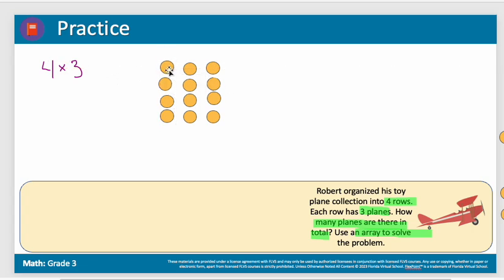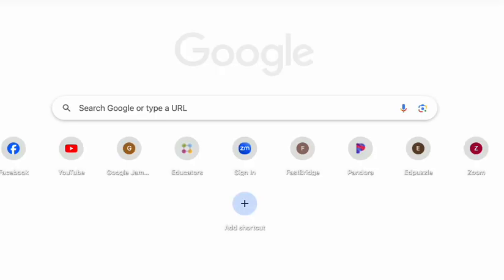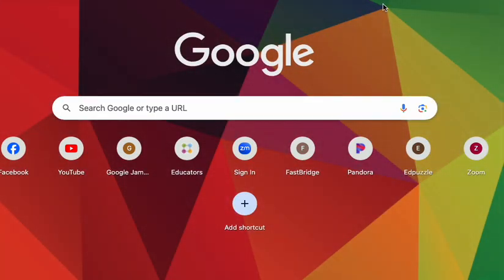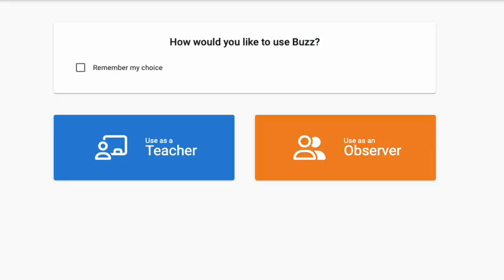Okay, so I have 4 rows, 1, 2, 3, 4, of 3 in each row. So hopefully you got that there were 12 planes total. So third graders, let's go ahead and take a look at Buzz, and we're going to go in and look at our assignment in third grade math.